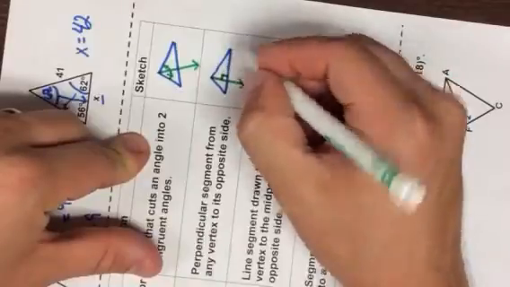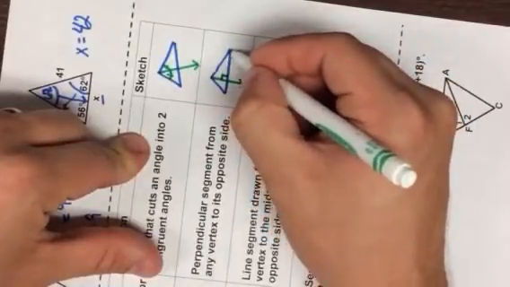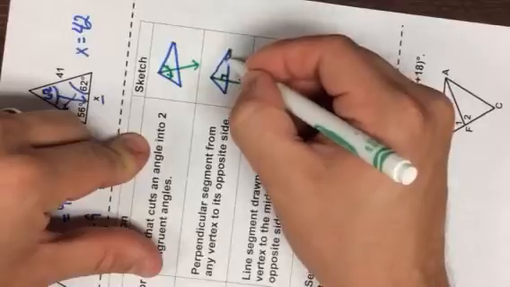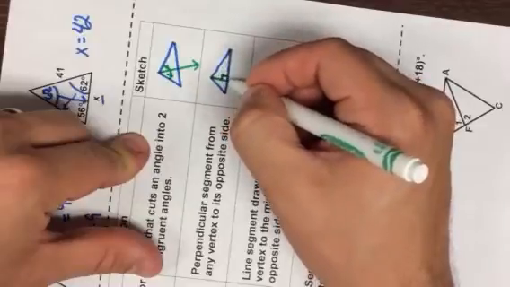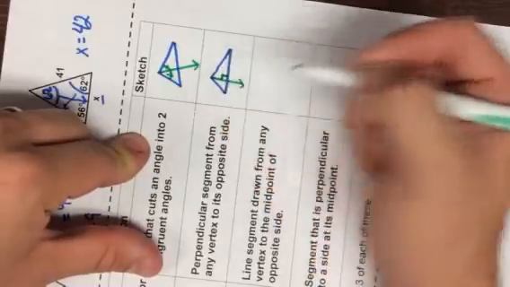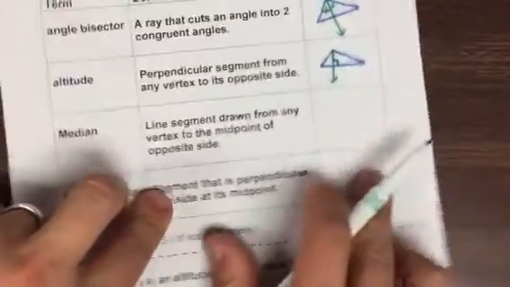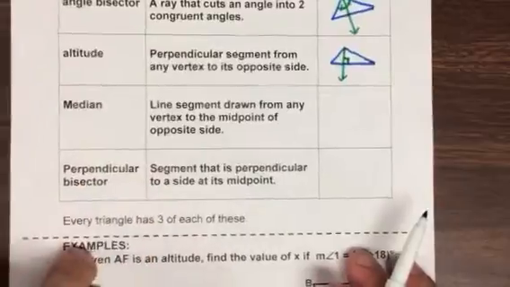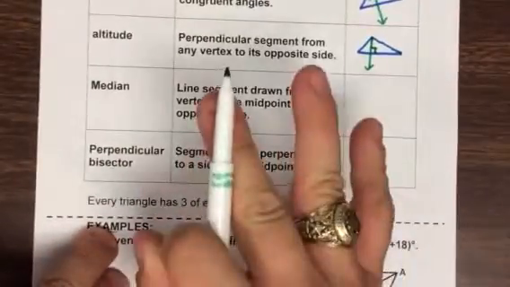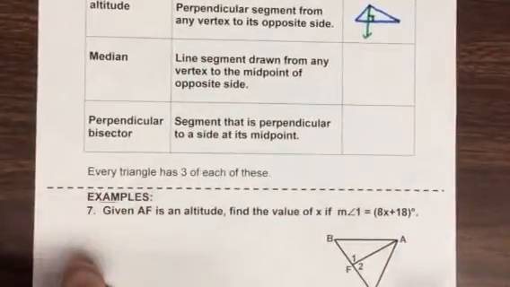I could also turn my paper, and I could say, well, I've got an altitude that would end up coming out, if I want to make it 90 degrees, I could draw a 90-degree angle from this side up through that vertex, right? How many should I have on every shape? I should have 3 because it is a triangle.